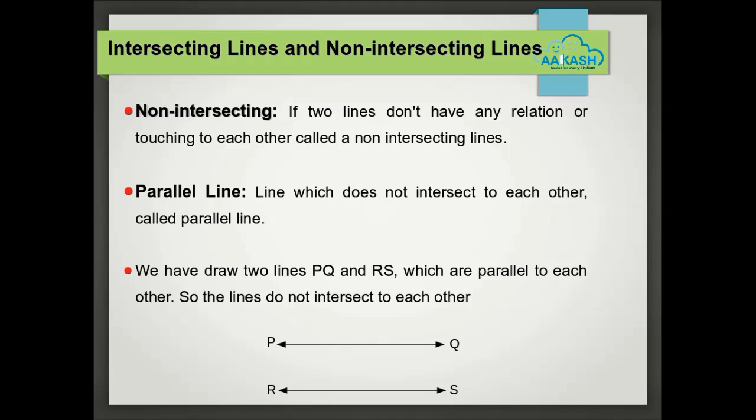Intersecting lines and non-intersecting lines. Non-intersecting lines. If two lines don't have any relation or touching to each other, they are called non-intersecting lines. Parallel lines. Lines which do not intersect each other are called parallel lines. We have drawn two lines PQ and RS which are parallel to each other, so the lines do not intersect each other.